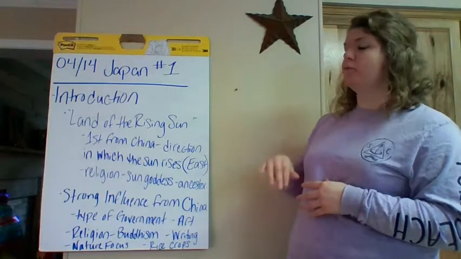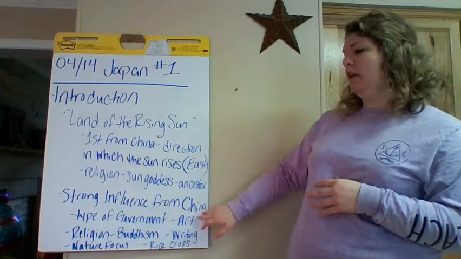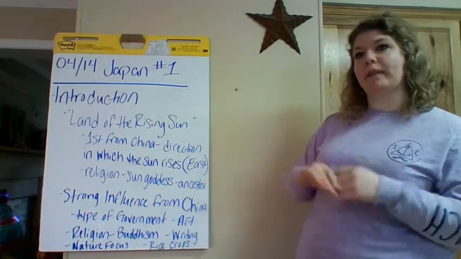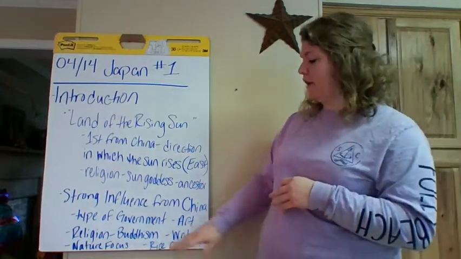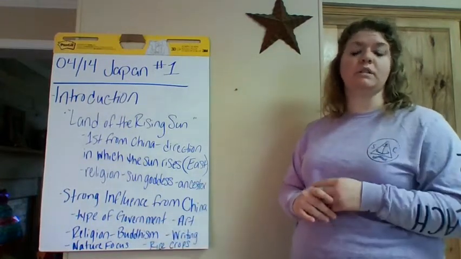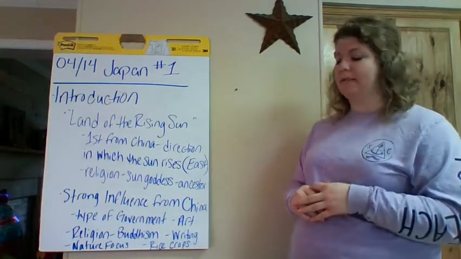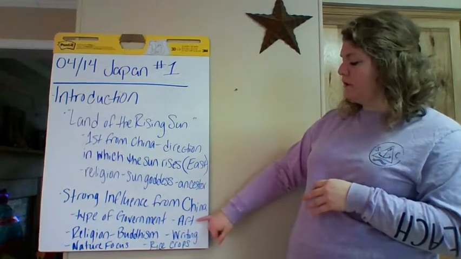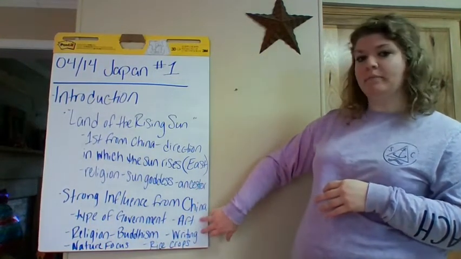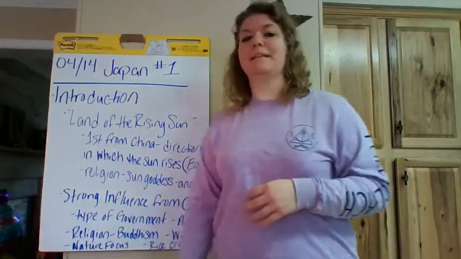Now, there's going to be a really, really strong influence coming into Japan from China. A lot of things overlap: Japan and China are going to have a very similar type of government. This just means that they're going to have one person in charge, and this one person is going to be over everything. They're going to have a strong religious influence and things like that. They're also going to share art and writing. Both the art and writing that we see in China is going to look very, very similar to Japanese art and writing as well.